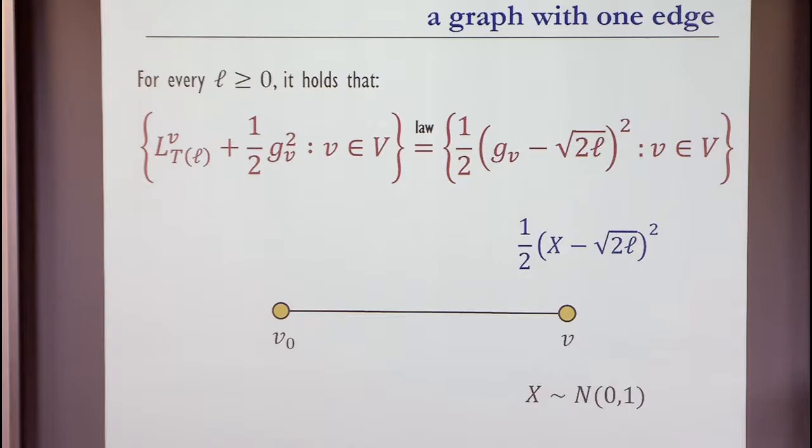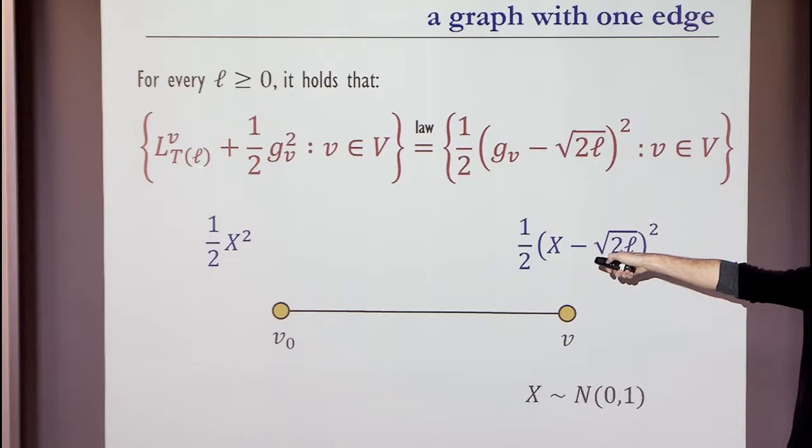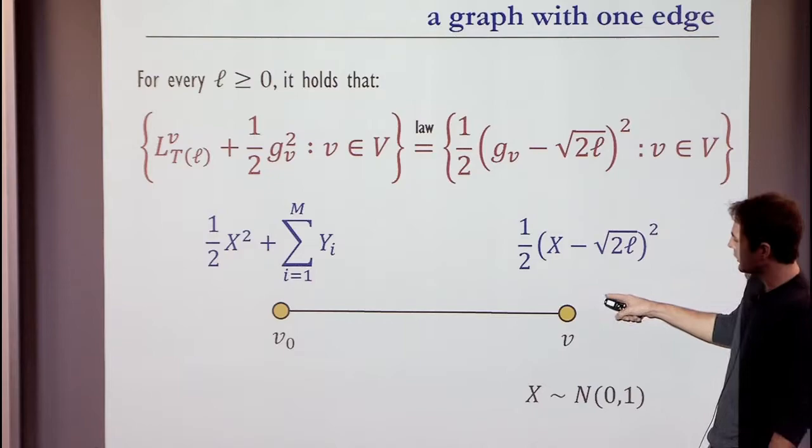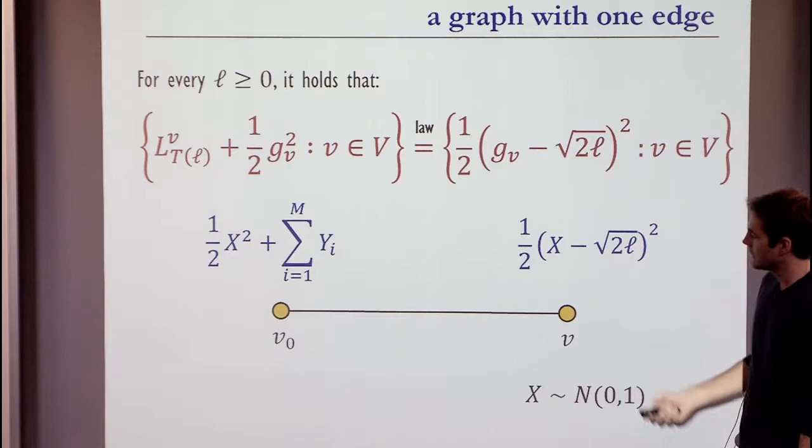Okay, so on the left hand side we put the same half x squared. And then we need to write down what is the local time at v, given that the local time at v0 was L. And this is not so hard. So when you start at v0, you do some number of excursions to v. You come to v for a while, you go back. You come to v for a while, you go back. Okay? So suppose m is the number of excursions. We'll specify m in a second.